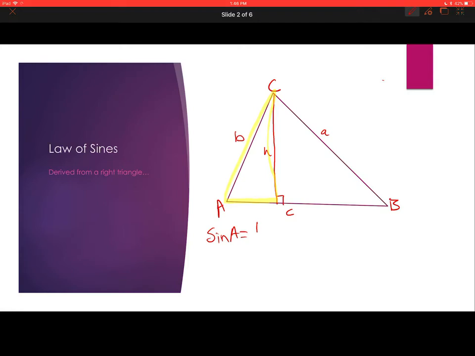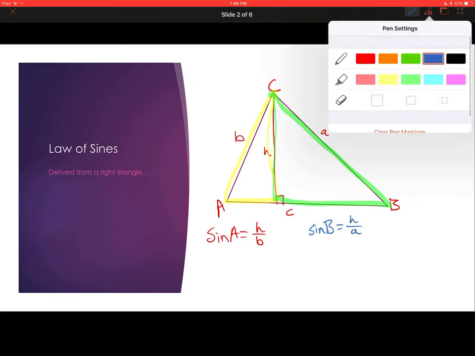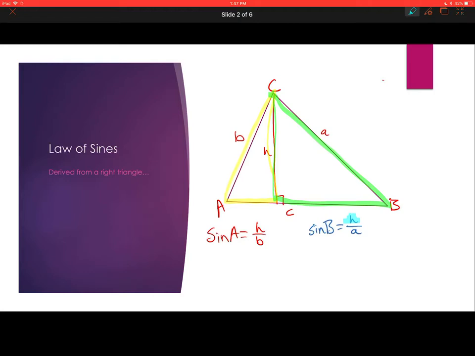So the sine of angle A, sine of big A, is equal to the opposite over the hypotenuse inside the right triangle. Opposite is h, and the hypotenuse is little b. Now I also want to do this on the other triangle, the other side. Let me highlight it green here. If I look at angle B, I can determine some other ratios. So sine of angle B is equal to the opposite over the hypotenuse, which is little h over a.